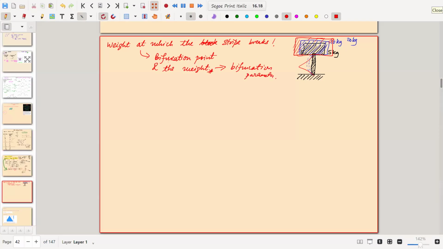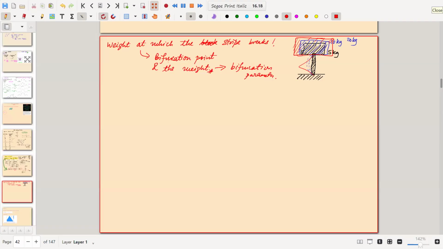So the weight at which the metal stripe broke down is the bifurcation parameter at which it happened. That is the bifurcation point. What is the bifurcation point? The parameter at which the metal stripe broke. And the metal stripe breaking when you increase the weight, the process, is referred to as bifurcation.